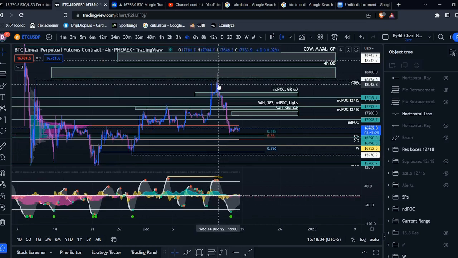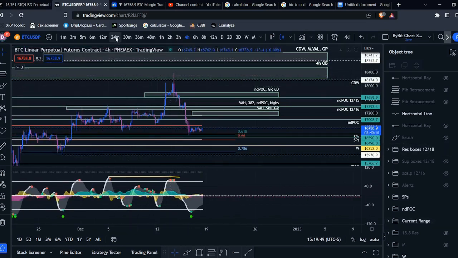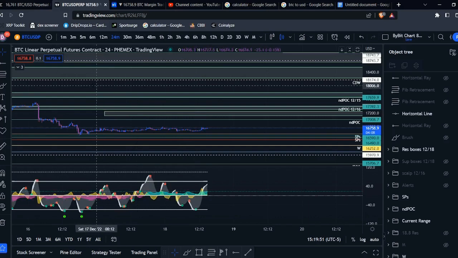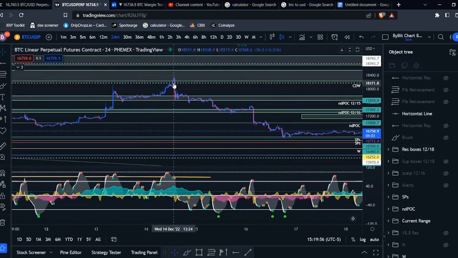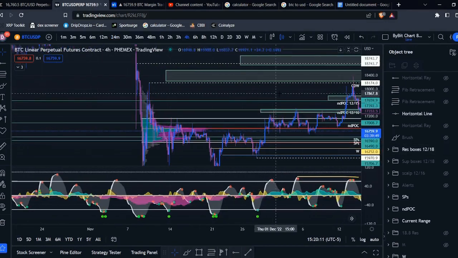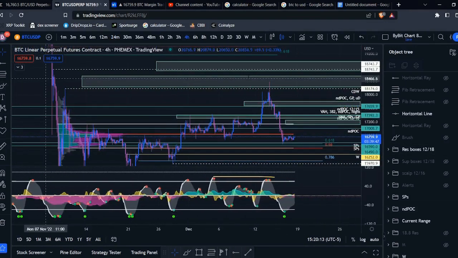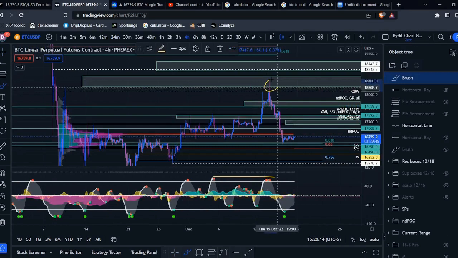But this move caught me and a lot of people actually off guard. Basically, this move happened on Wednesday the 14th, which is when the Fed meeting was taking place, the FOMC. That brought us lots of volatility. And that volatility made me a little uncertain of this top right here.